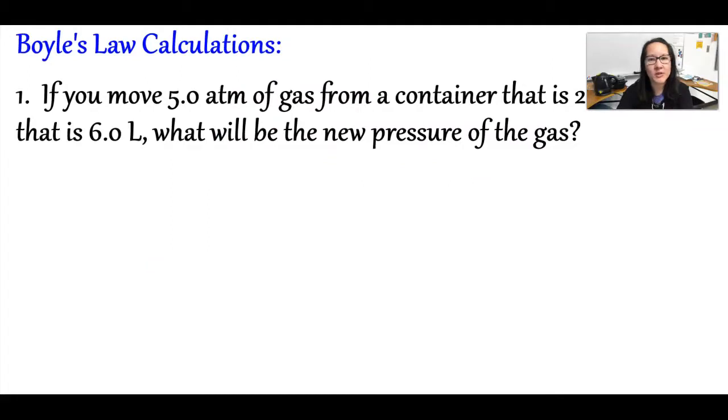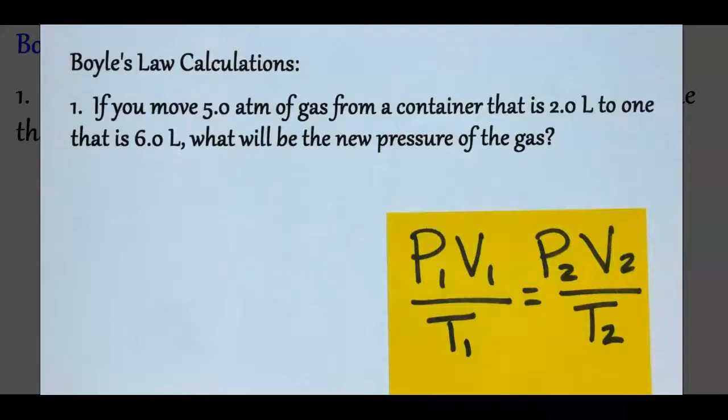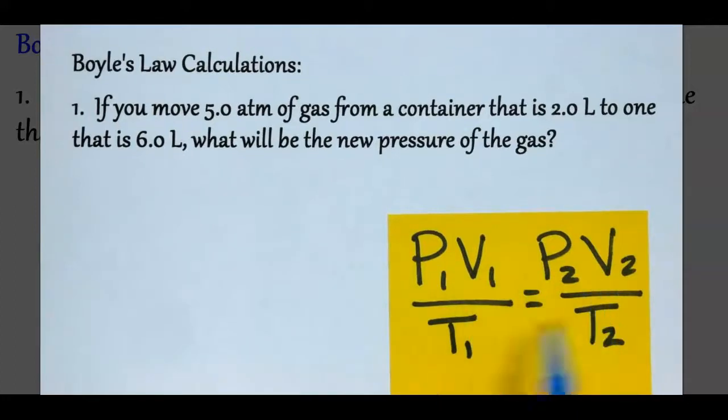So now we're going to work on some calculations. First, this is number 1. This is the general equation we'll use for all calculations in this unit. However, if something is constant, then that means you ignore it in the equation.